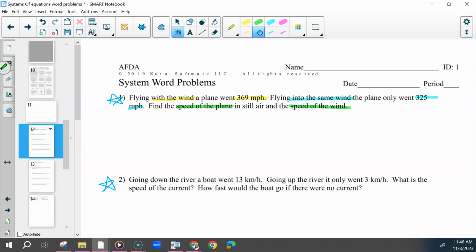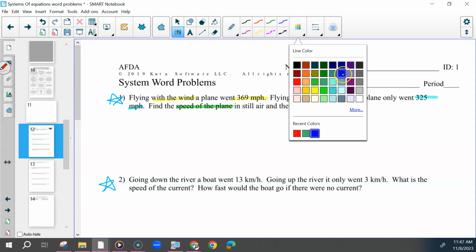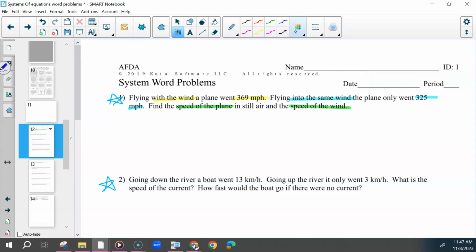Whatever the question is asking, those are going to be your 2 variables. So if you aren't sure, always start there. That's going to be our 2 variables. So let's write that down and then we'll talk about what this is asking, what it's looking for. So we can call this P and W for speed of the plane, speed of the wind.